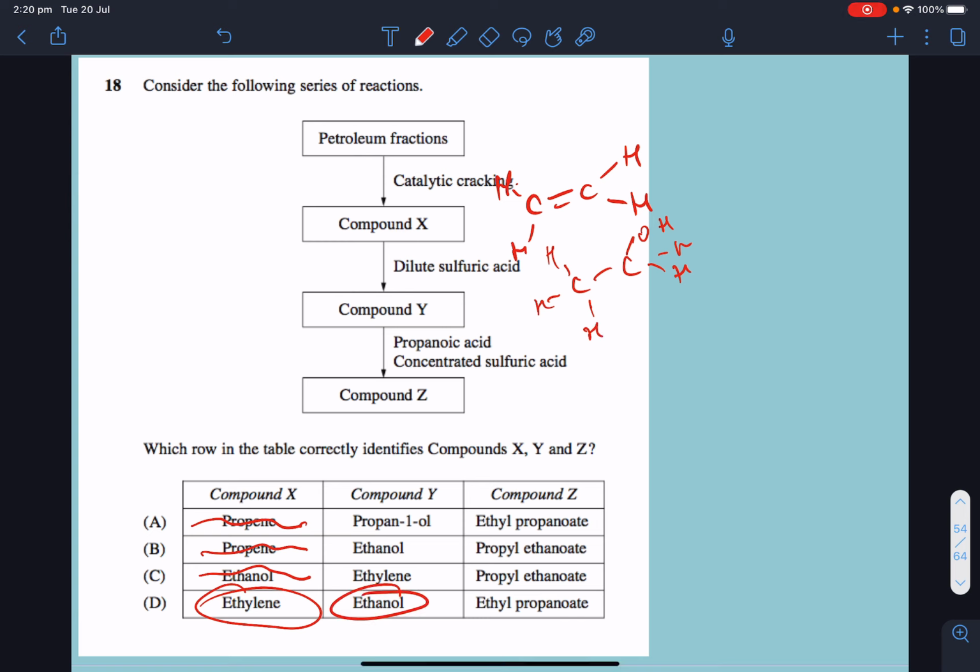And so that one's right. Ethylene propanol is not correct. And then we've got an alcohol with propanoic acid, or alcohol with a carboxylic acid and concentrated sulfuric acid. That is an esterification reaction. Okay, so we're going to form alcohol first, so that's ethyl, and then the propanoic acid, propanoate. Okay, so that one there. We're not going to get it around the other way of propyl ethanoate. So this answer is definitely D there.